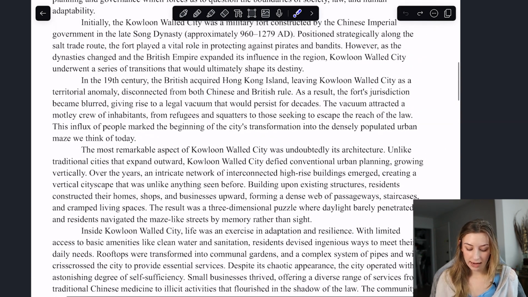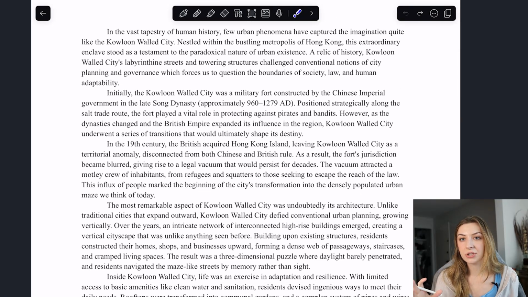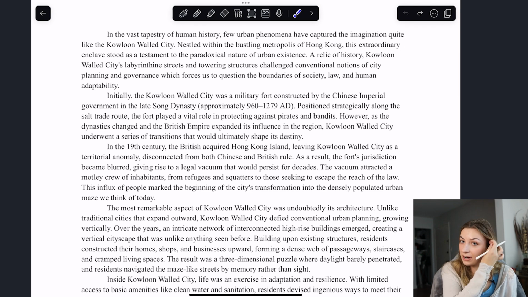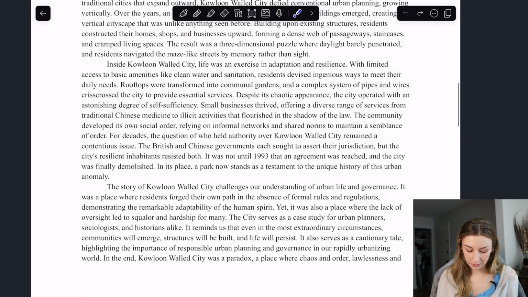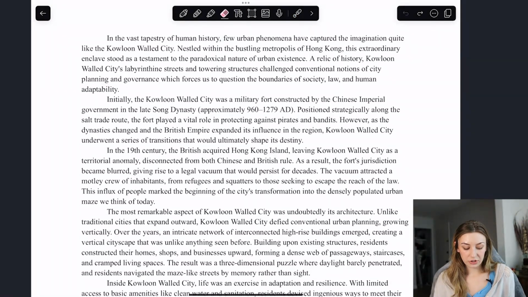So definitely go back and watch the video on our strategies playlist if you want a little bit more explanation of what these four corners look like. But I wanna go ahead and get into the passage. I'm gonna try not to take forever on this passage, but I'll go through what I do. The first thing is I scroll down and I read the title. So it's called The Vertical City, and I don't know what that means at all. So let's just start reading. In the vast tapestry of human history, few urban phenomena have captured the imagination quite like the Kowloon Walled City.